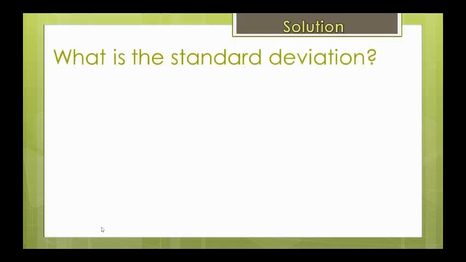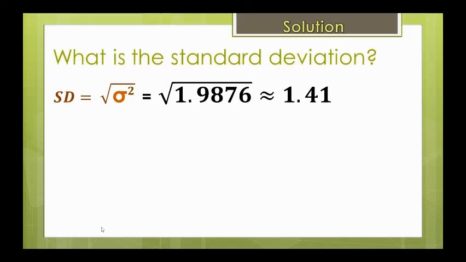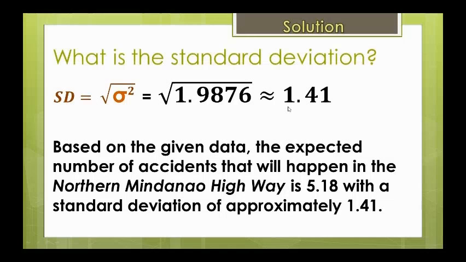Now, what is the standard deviation? The standard deviation is the square root of the variance, and our variance is 1.9876. That is more or less equal to 1.41. So based on the given data, the expected number of accidents that will happen in the Northern Mindanao Highway is 5.18 with a standard deviation of approximately 1.41. So that is now the solution for our problem number 2.